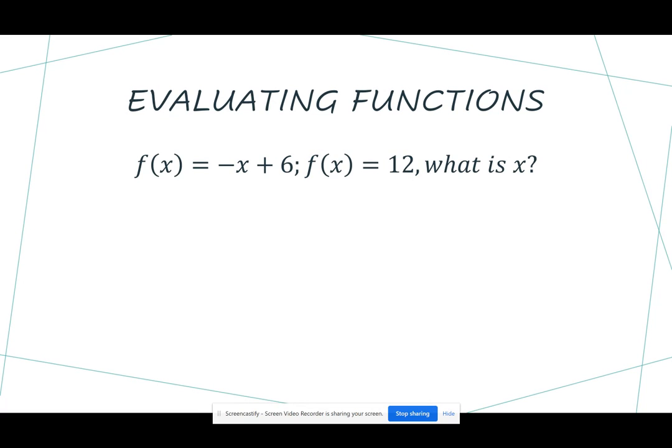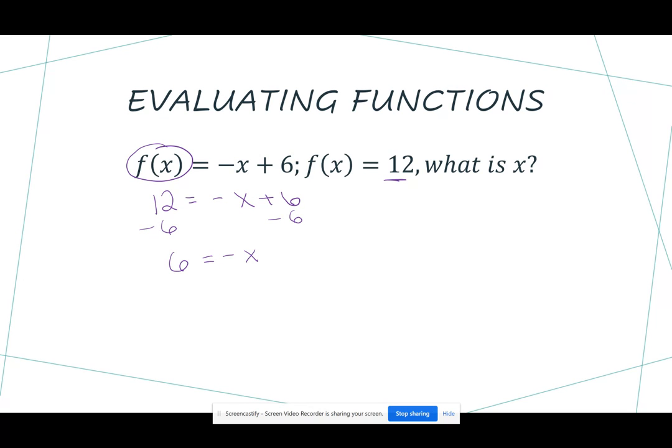So this is similar to when you were finding your zeros or x-intercepts. You're going to set it equal to 12. So 12 is f of x, so you're replacing that with this 12, equals negative x plus 6. So now you just solve the equation, just like when this was equal to 0. So we're going to subtract 6. So 6 is negative x.